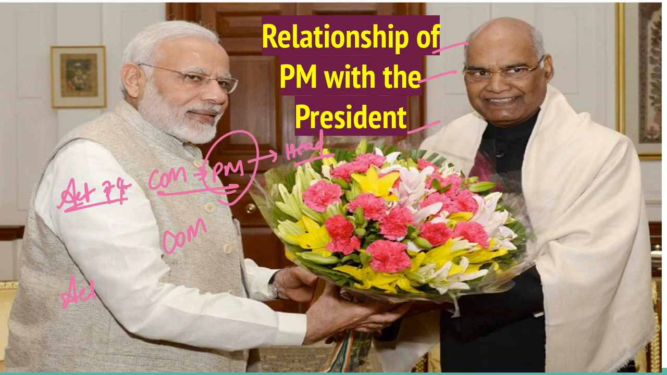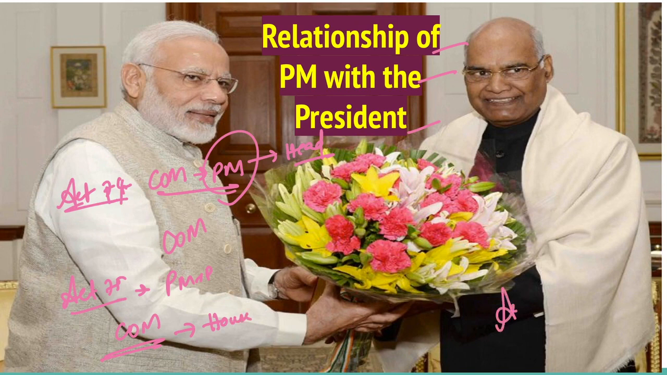According to Article 75, the Prime Minister will be appointed by the President and the other ministers will be appointed by the President on the advice of the Prime Minister. The President should appoint only those persons who are recommended by the Prime Minister. All the ministers will hold office during the pleasure of the President. And the Council of Ministers will be collectively responsible to the House of the People.